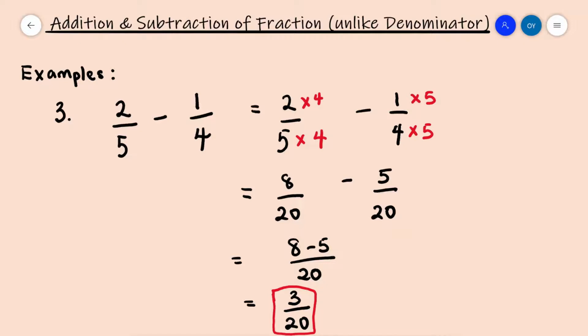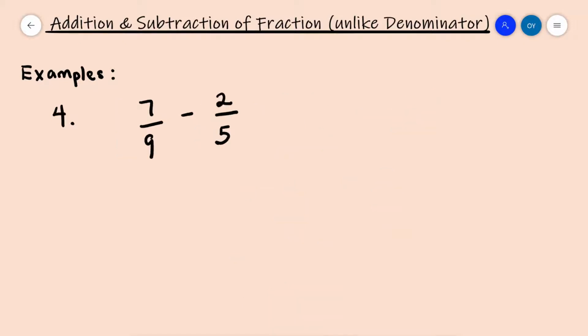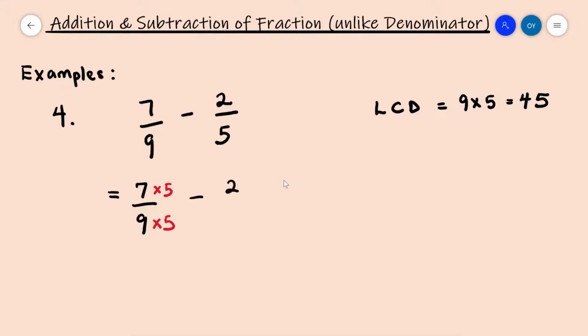The next example here is 7 over 9 minus 2 over 5. The LCD here is 45. That is 9 times 5. So now we multiply 7 over 9 by 5 and 2 over 5, we multiply both the numerator and the denominator by 9.